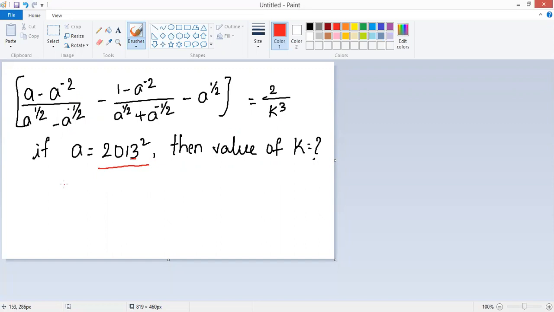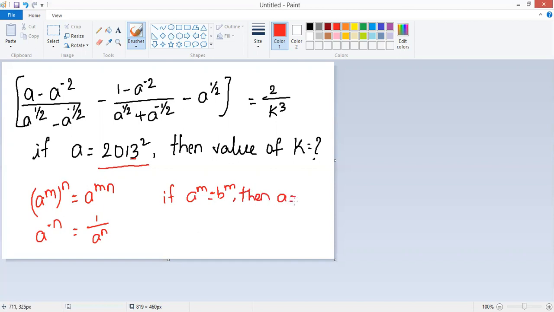Generally, the questions many children are asking me, those I am explaining to you so that they will be useful to you. In order to solve this question, I am using some algebraic formulas. They are: a power m whole power n is equal to a power mn. Another one, a power minus n is equal to 1 by a power n. Another one, if a power m is equal to b power m, then we can write that as a is equal to b. Another, we generally know a plus b into a minus b is equal to a square minus b square. These are all the basic formulas I'm going to use to solve this question.